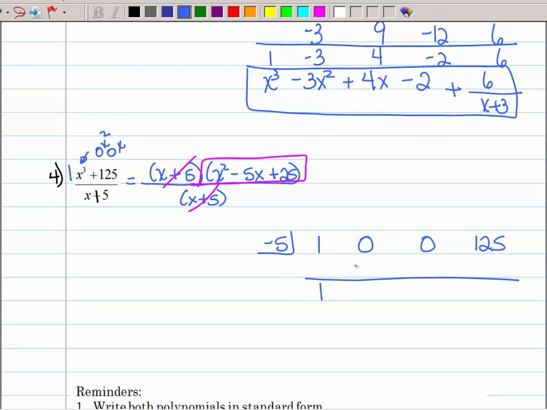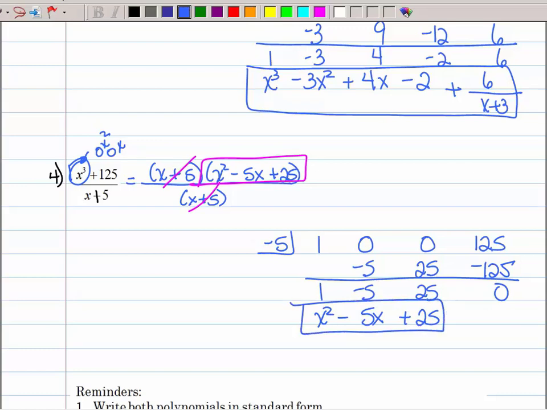Bring down that 1, multiply, multiply, write your answer. Started out with x cubed, so that's 1x squared minus 5x plus 25 with no remainder. Notice, same answer, 2 different techniques.